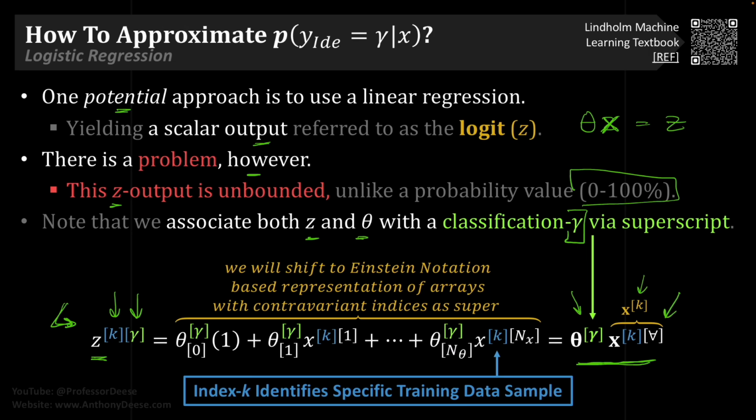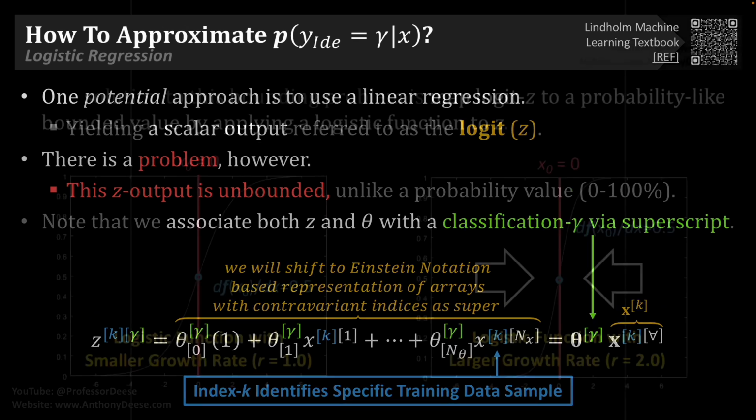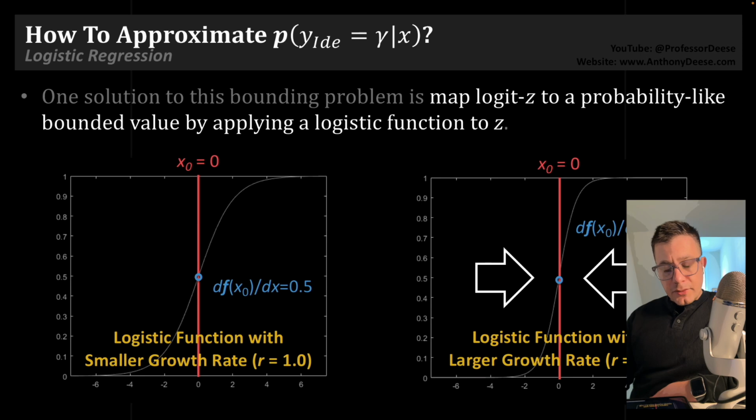And in the middle here, we simply expand that sum. And again, the index k identifies the specific training data sample. But this is problematic. We can't use this as is because this value is not bounded. Now, one solution to this bounding problem is to map the logit, z, to a probability-like bounded value by applying a logistic function to it. And so down here, we see some examples of the type of sigmoid or logistic function that we are going to use.